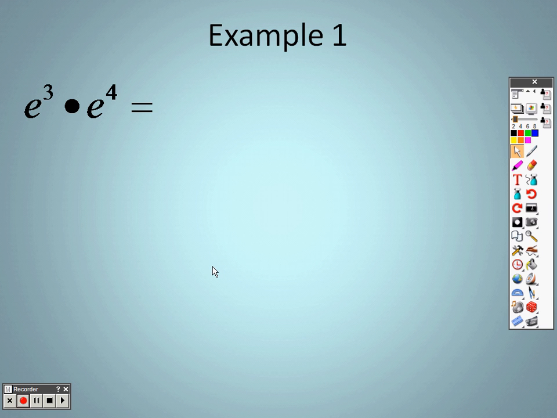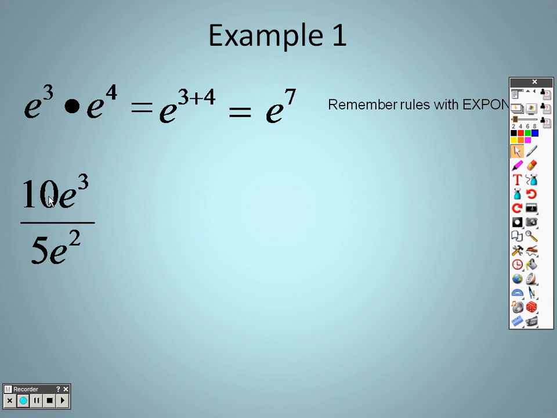Just some little things to keep in mind with e: you can treat e as if it is a variable. So all you're basically going to do here is add the exponents. Because they're side by side, all you simply need to do is add the exponents. So 3 and 4 is 7. So you just add them together to get e to the 7th. This is the same with division. You would take the 10 and the 5 and divide them to get 2.